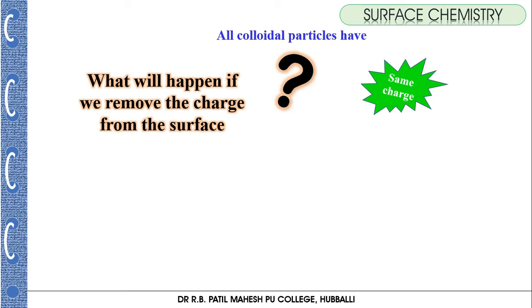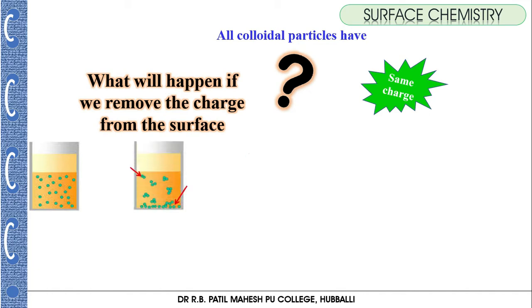As we remove the charge present on the colloidal particles, these colloidal particles start aggregating, thereby leading to the formation of precipitate. So this process of formation of precipitate is itself called coagulation. Now let us see the definition.